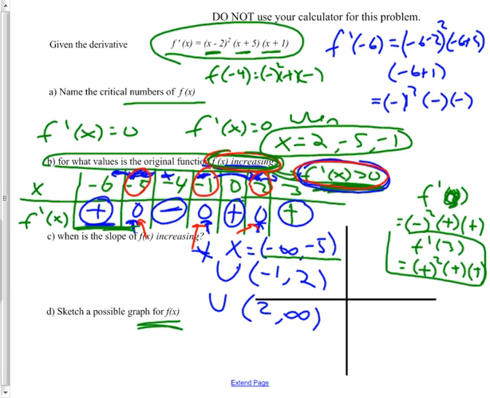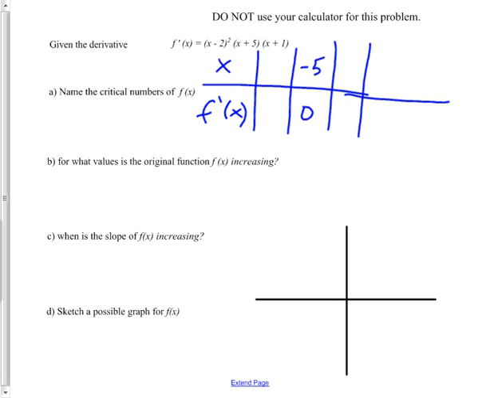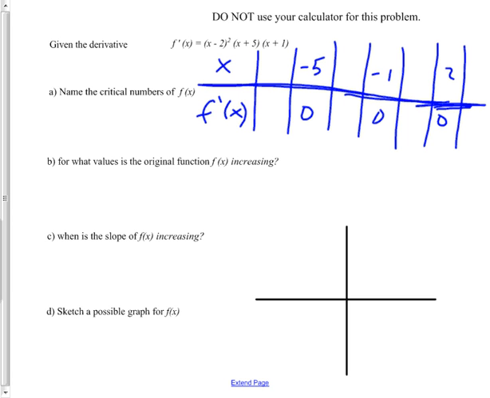Let's just look at this one more time, though, using different numbers. What we did is we said, given x and f prime of x, we know that at negative 5, our derivative is 0. At negative 1, our derivative is 0. And at 2, our derivative is 0. So those are the only points that my derivative is going to be 0. But what might be even more helpful than this picture that I've drawn up here is for us to graph f prime of x.